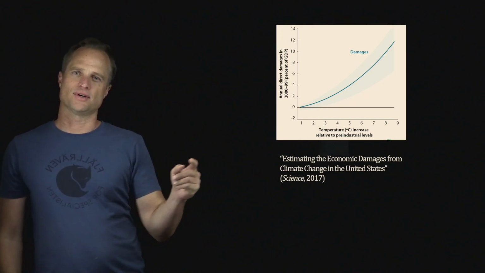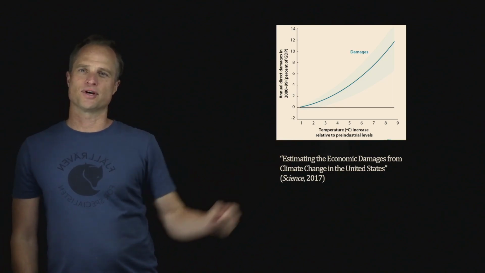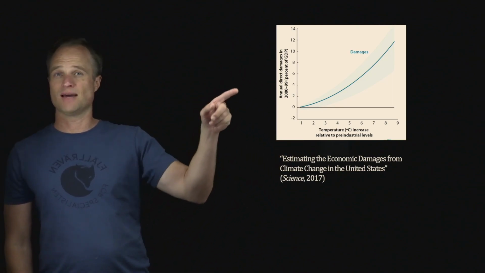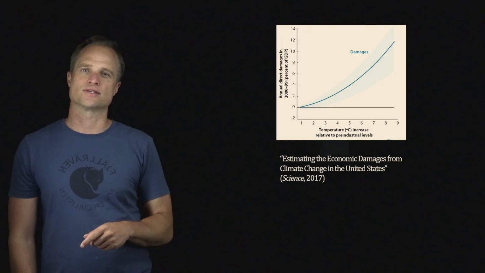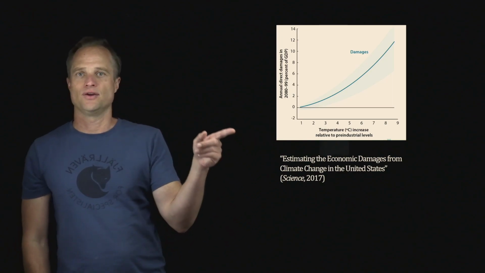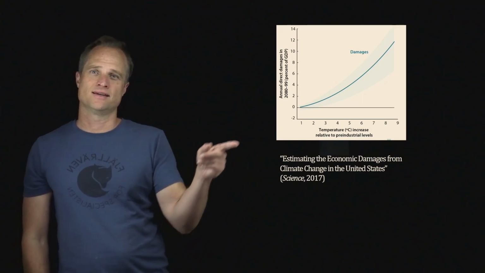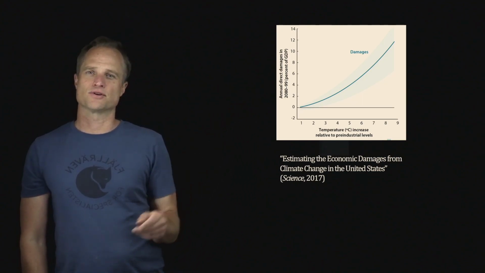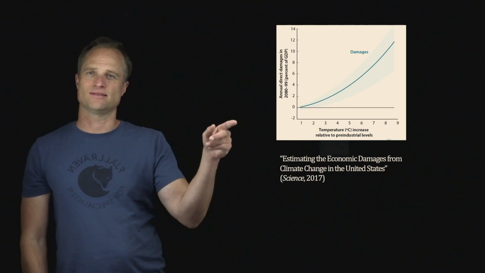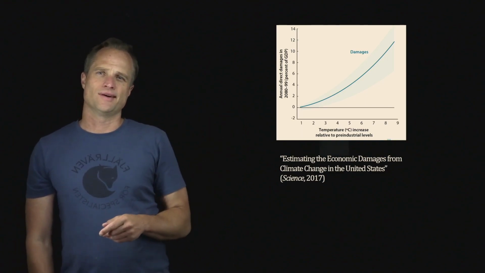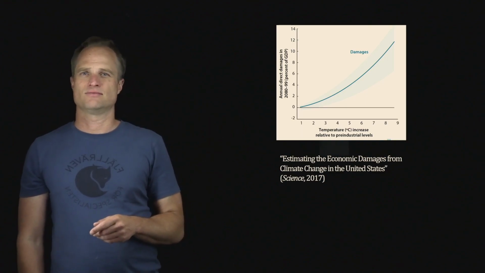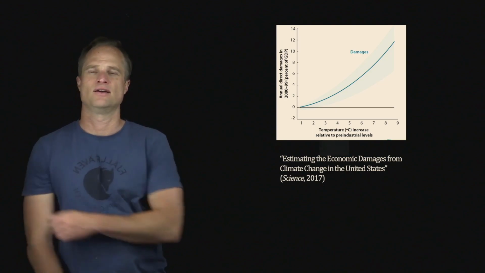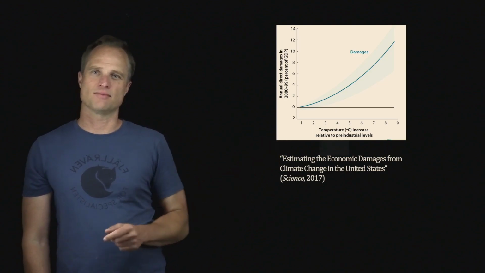And of course, the bigger the temperature increase, the bigger the damage, or the larger the loss in GDP in the United States. And we can see some estimates here. A 2-degree increase has a decrease in gross domestic product in the United States of maybe around 1.25%, let's say, of GDP, and things get more extreme as the Earth gets warmer.